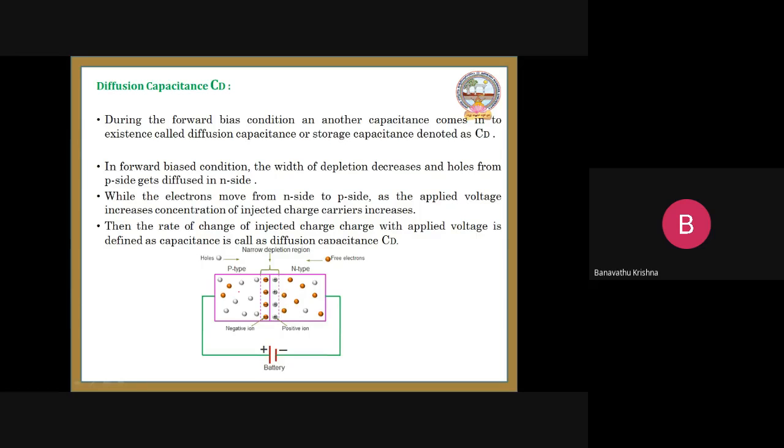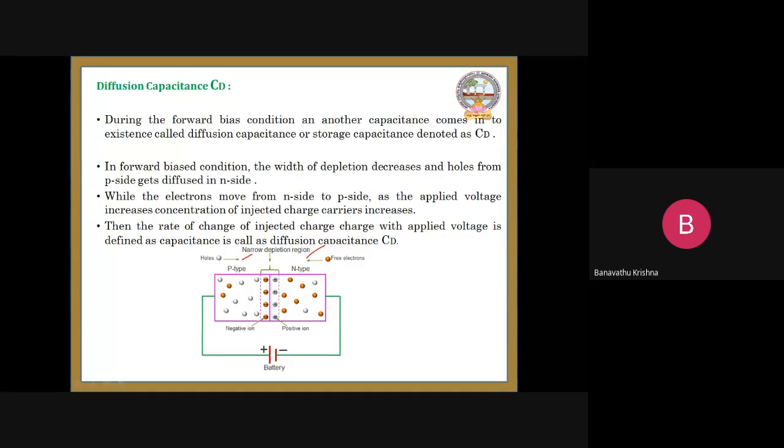So what happened here? When we apply the positive terminal to the positive charge carriers, they are repelled and move towards the junction. Similarly, here the majority carriers are electrons, which are negatively charged. We apply the negative terminal to the negatively charged particles, so again they repel each other and move toward the junction. Then automatically the depletion region will decrease.